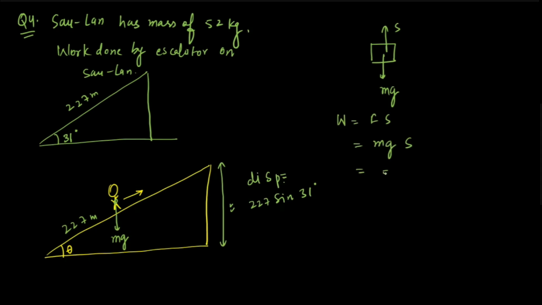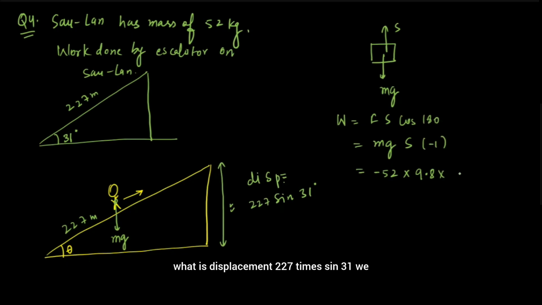So mass is 52. G is 9.8. And it is going to be Fs cos 180. What is displacement? 227 times sine 31. You just have to put all the values, and whatever you're getting, it is going to be the work.